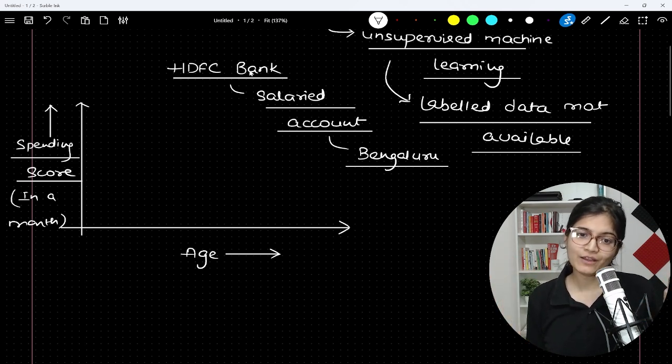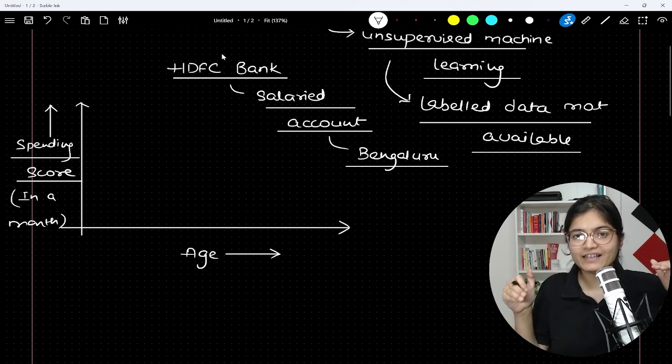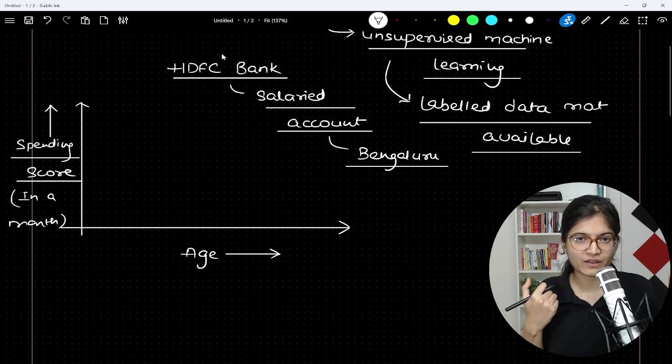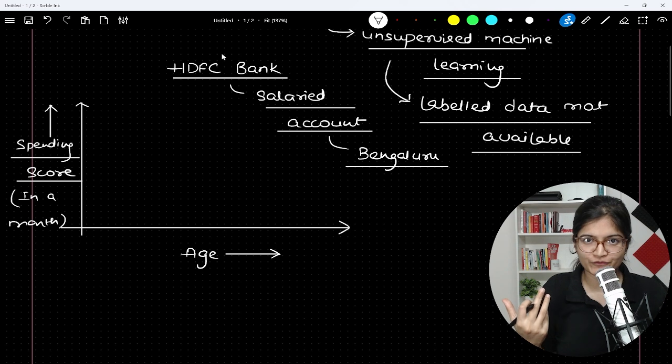Now, this bank wants to understand, depending upon the spending score and the age of a customer, maybe the loan offers the bank wants to give to them. Maybe they want to give a higher interest rate to FDs.